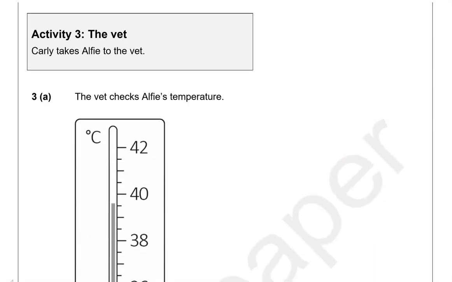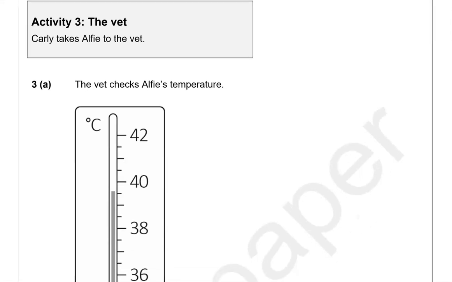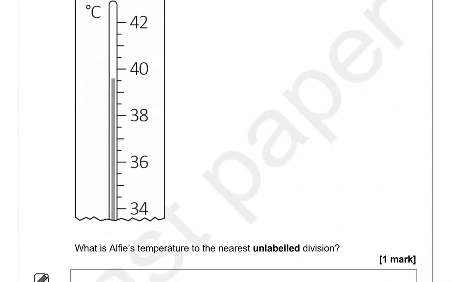Activity 3, the vet. Kylie takes Alfie to the vet. The vet checks Alfie's temperature. What is Alfie's temperature to the nearest unlabeled division? So unlabeled means that we haven't got these numbers given to us like we have for 40 and 38. So the nearest unlabeled division is this one for the temperature.